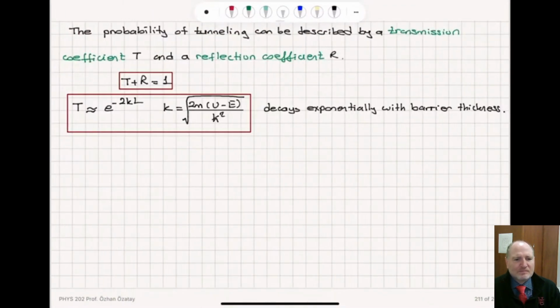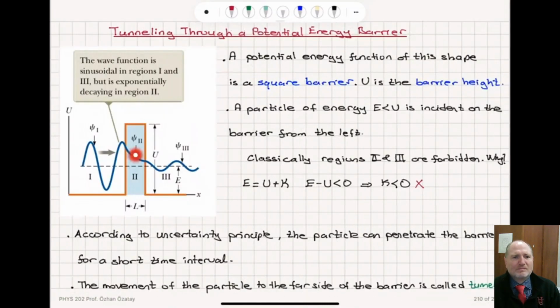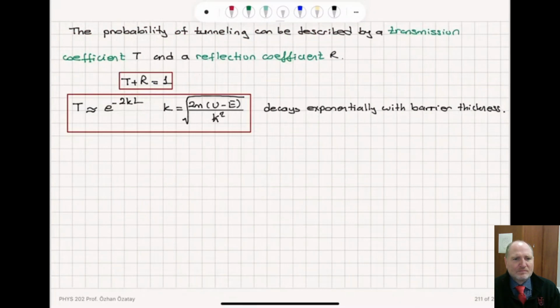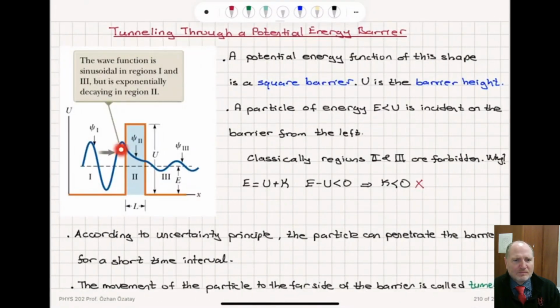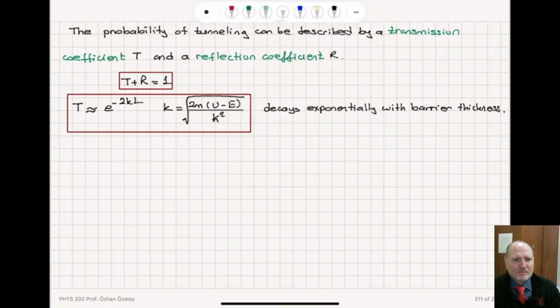Alright? So the probability of tunneling can be described by a transmission coefficient T and a reflection coefficient R. So the probability of transmission to the other side is T. The probability of reflection back to the first region is R. T plus R obviously is equal to 1. The particle will either be transmitted to the right hand side or it will be reflected and remain in region 1.